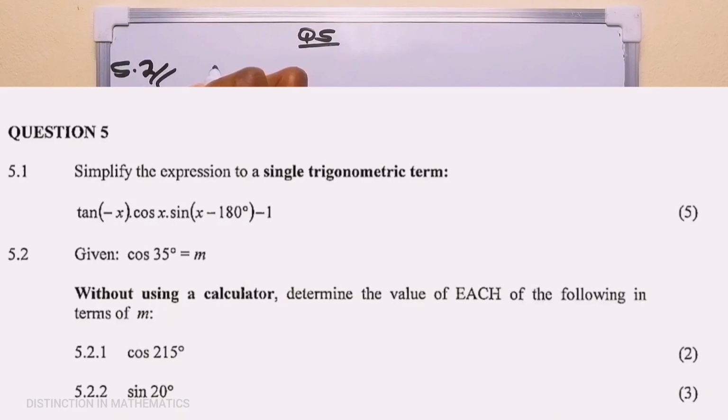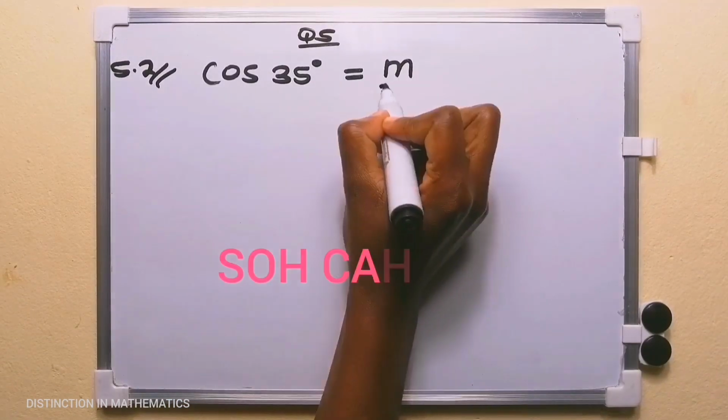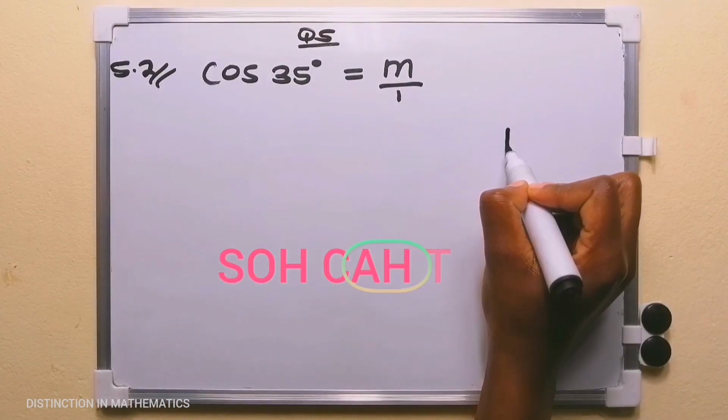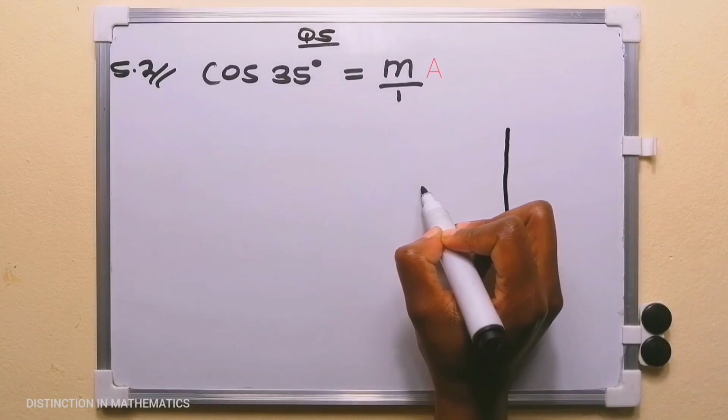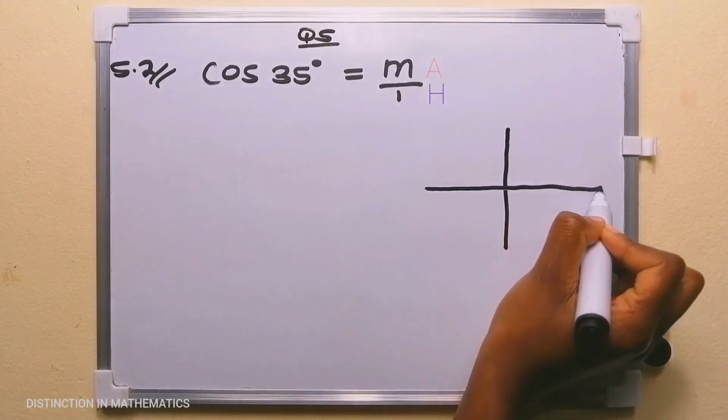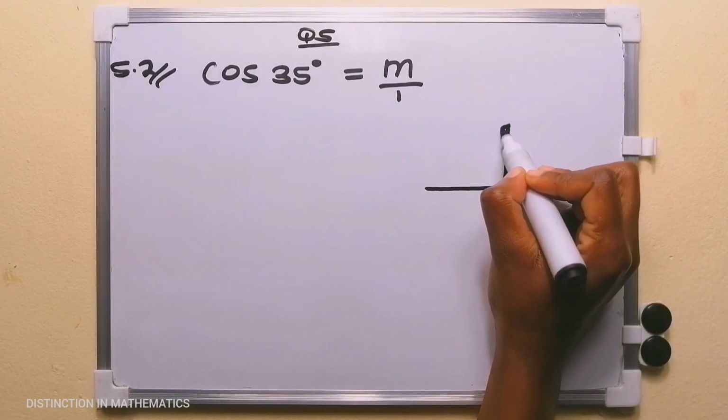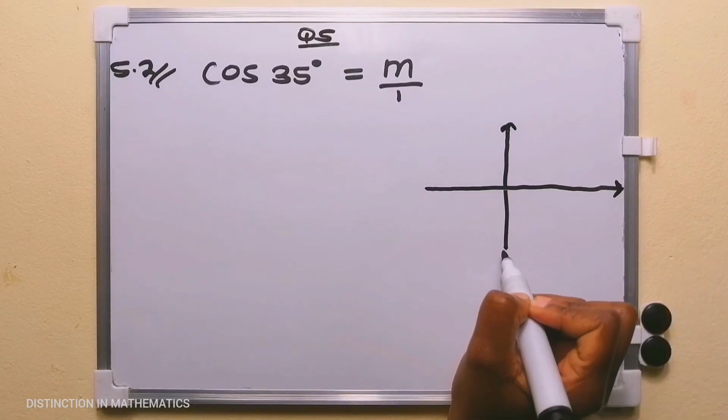5.2: we are given that cos 35 degrees is equal to m. Now when you're given something like this, just know that there is a denominator and the denominator is 1. So since cos is adjacent over hypotenuse, in this case m is adjacent and 1 would be hypotenuse. And I know that this is 2 marks, but the clearance will help you to not struggle in another question.